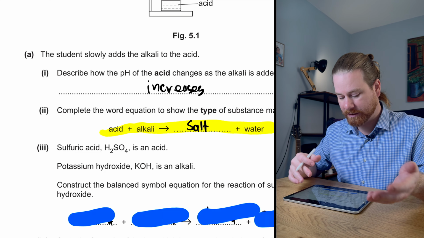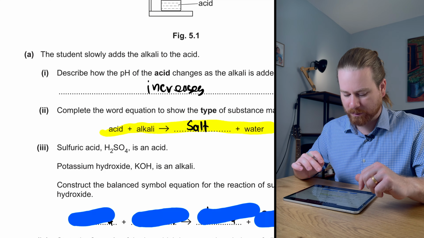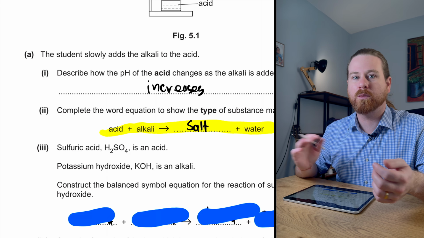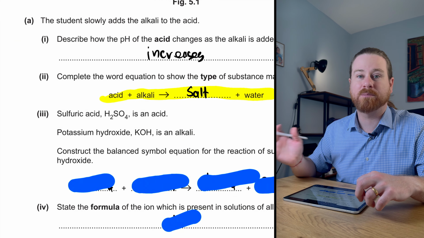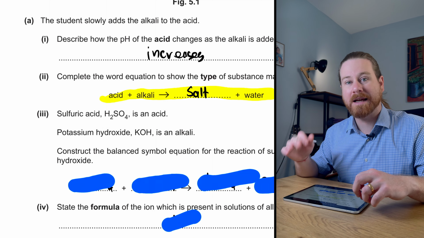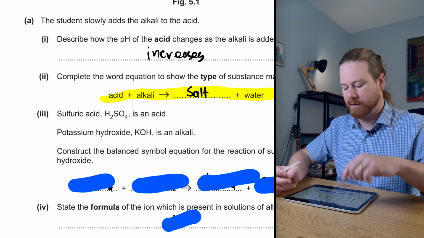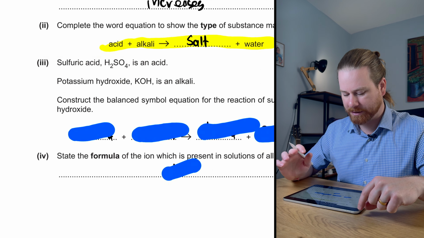Acid plus a base is the same thing, but then also acid and carbonate gives you the salt, water, carbon dioxide, and the acid plus a metal gives you the salt and hydrogen. So definitely remember those three or four equations.